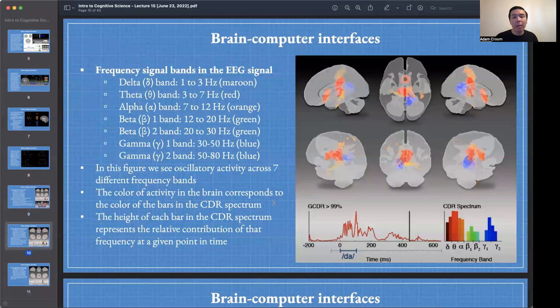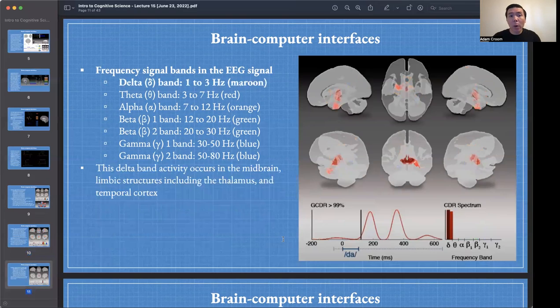The color of activity in the brain corresponds to the color of the bars in the current density reconstruction spectrum here. The height of each bar in the CDR spectrum represents the relative contribution of that frequency at a given point in time. So at this point in time, we have a large contribution from the theta band, and we can see that here. This is the highest bar. There's a great contribution from theta band here, and relatively less from the beta bands.